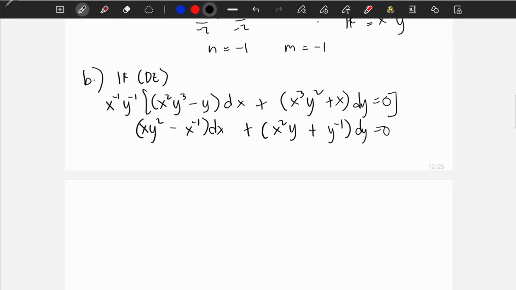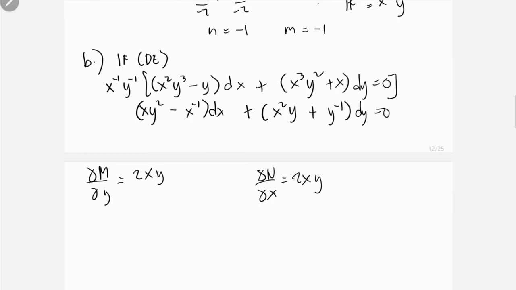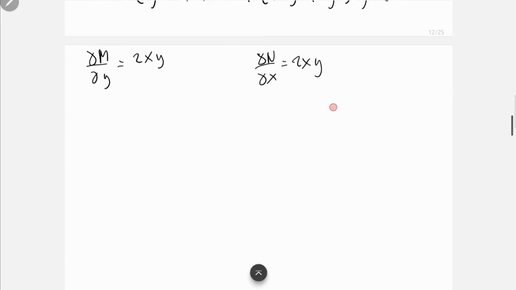So let's check if this is now exact. Partial derivative of m with respect to y: the result is 2xy. This one is 0. Partial derivative of n with respect to x is 2xy. And this one is 0. So it is now exact. Then we can use the process of exact DE.